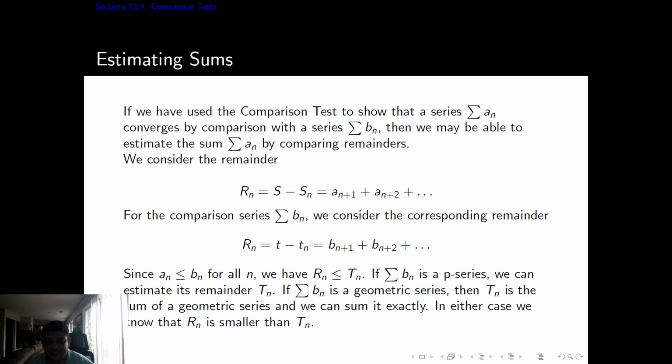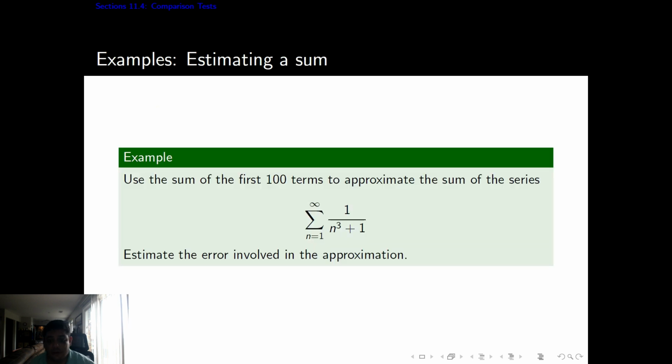And so what happens is that since An is less than Bn, then the remainders Rn for A are less than Tn, which is the remainders for B. And so if Bn is a P series, I can estimate the remainder by doing the integration. And so on and so forth. If it's a geometric series, then I can do the same calculation. So, for example, we can use the sum of the first 100 terms to approximate the sum of the series 1 over n cubed plus 1 and estimate the error involved in the approximation.